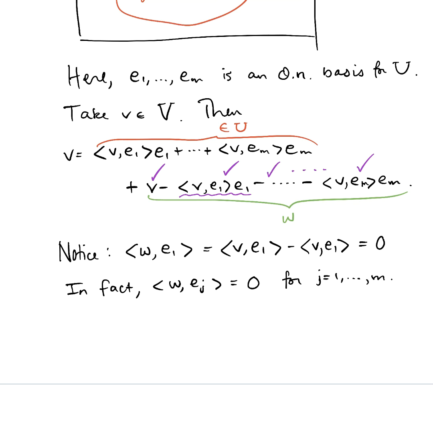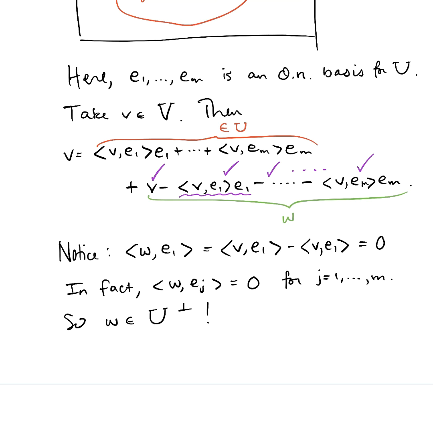Okay, so hang on a sec. So W turns out is orthogonal to every basis vector for U. Thus, W is orthogonal to any vector in U, because any vector in U is just made up of those basis vectors. So if you have something orthogonal to every basis vector, you have something orthogonal to every vector. So that second chunk actually belongs to U perp.